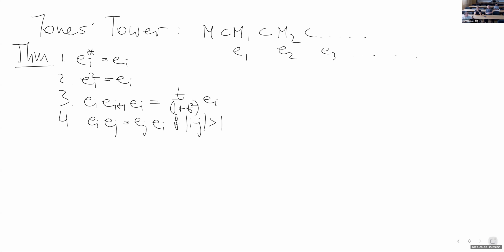Sorry, why not write it? It's greater or equal to 2. It was written in this form before.